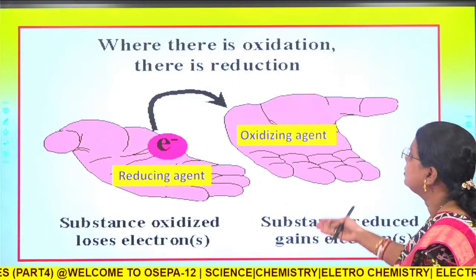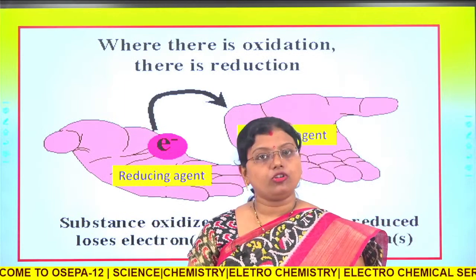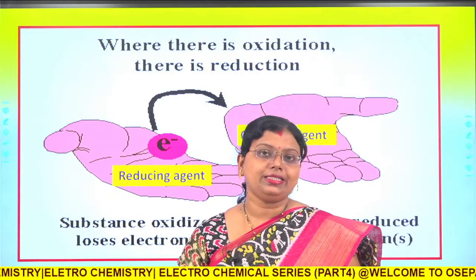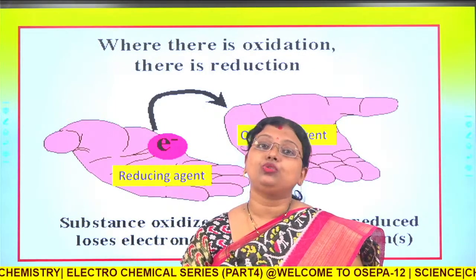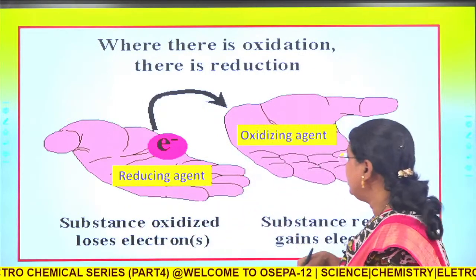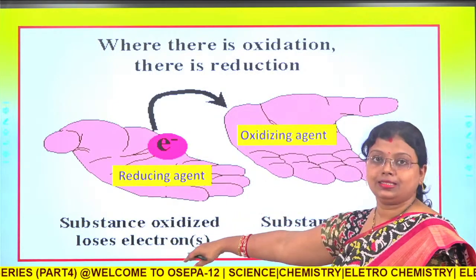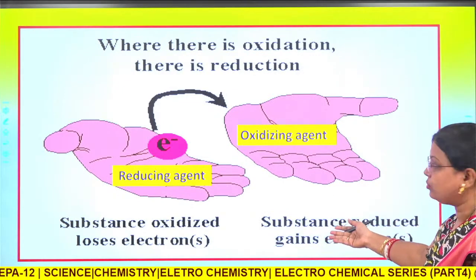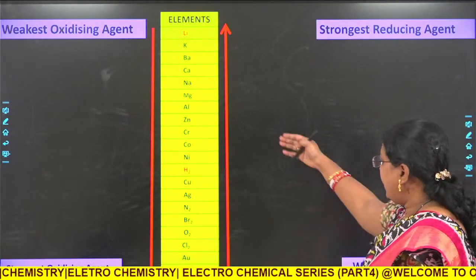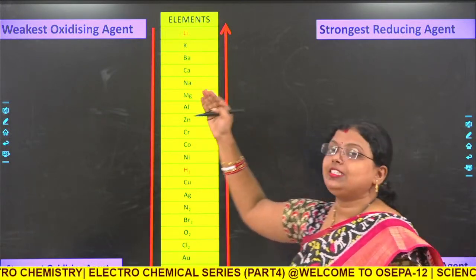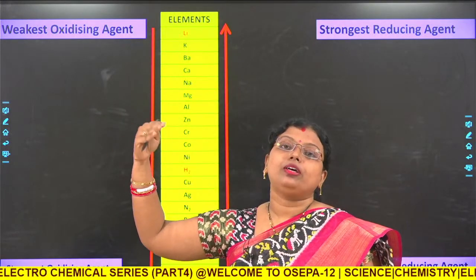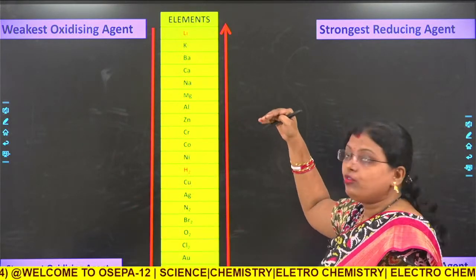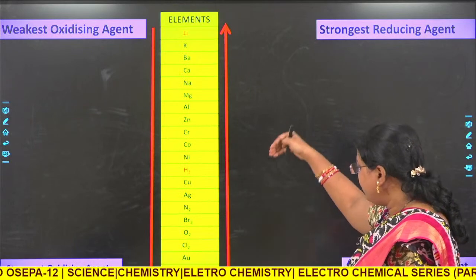So I have told you, if there is an oxidation, there must be reduction. When a species donates electrons, there must be a species to accept its electrons, isn't it? The substance is oxidized by losing electrons, and the substance is reduced by gaining electrons. Then again, what about the oxidizing power? What about the reducing power? What do we obtain their values from? The electrochemical series. We will obtain like this.